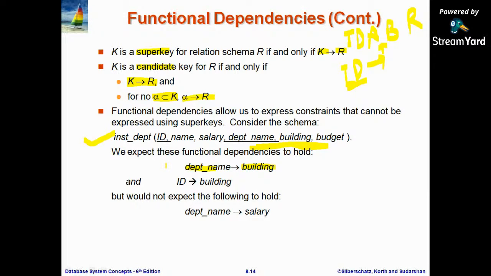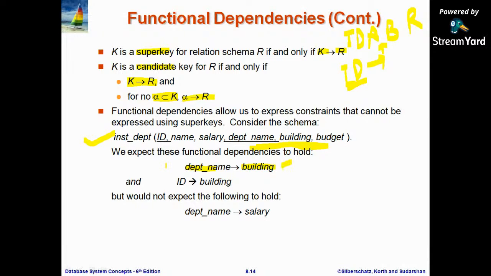But if the department name is the same, then its building is going to be the same. Say, for example, the computer science department is running in the annex building. Whenever the department name CS comes, the building will always be annex 1. If the mechanical department is running in the academic building, then only if the department name changes does the building change. If the department name is the same, the building is going to be the same. So this functional dependency holds for our database.